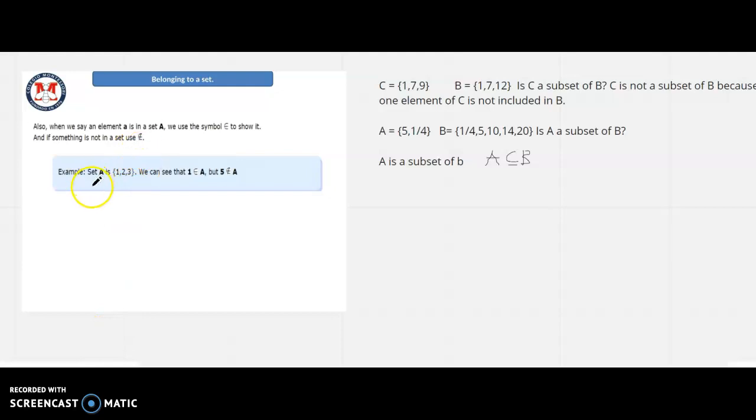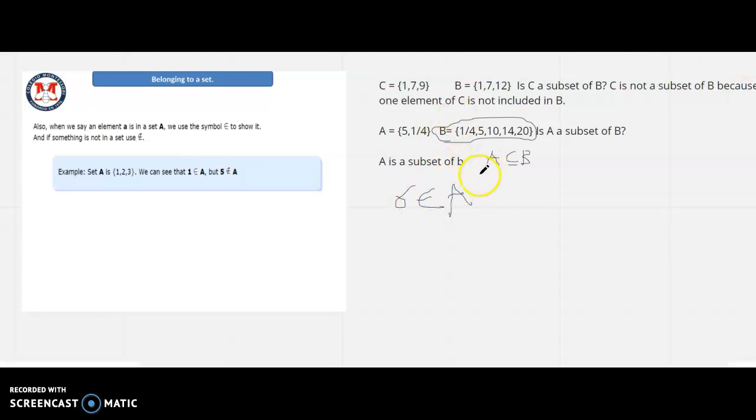And here we have, okay, so the element 1 belongs to A because it's included in the set A. But let's see this set that we already have here, the set B. Can we say 6 belongs to A?